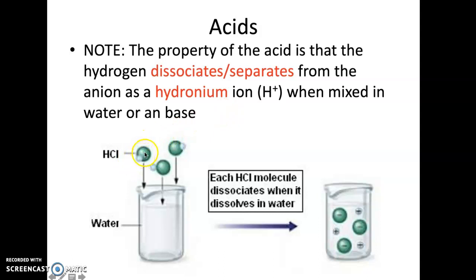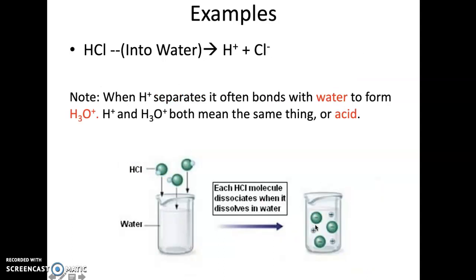I got an H and a Cl. I put them in water, the H and the Cl dissociate or separate. So I get a hydronium ion when mixed with water. So I put these in, they separate, and that H oftentimes bonds with H2O to make H3O+. So H+ and H3O+ mean the same thing, or an acid. So this example you should write into your notes. Like if I put HCl into water, I get H+ and Cl-.